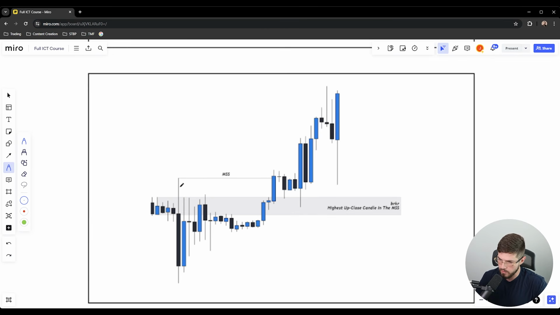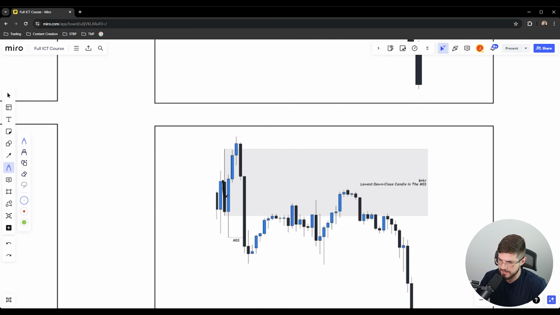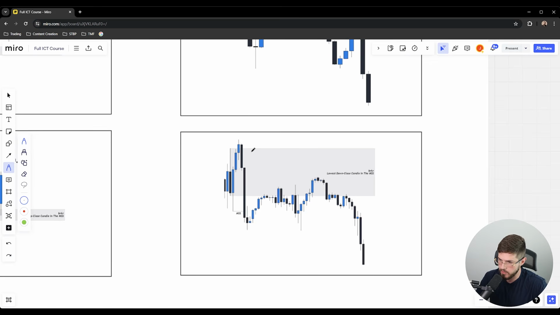Very, very important that you're using engulfing, okay? I cannot stress that enough. Another thing is you want this to be the last up close candle before a run on stops. Or if it was a bearish example, it would be the last down close candle before a run on stops. Notice there's a manipulation.